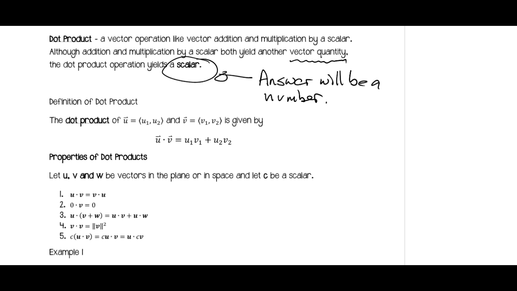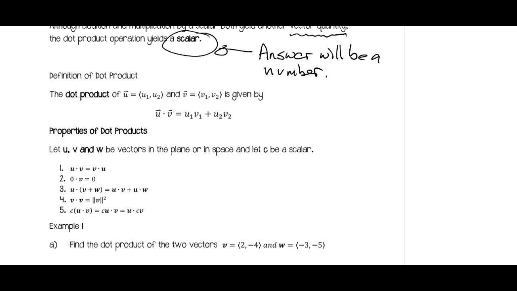The definition of a dot product: if we've got vector u and vector v, u dot v is given by u1 times v1 plus u2 times v2. So again, we're really doing nothing more complicated than adding and multiplying. We've got the x components here, and the y components here. We multiply those together and then simply add them up to get a scalar. Again, it's just a single number.